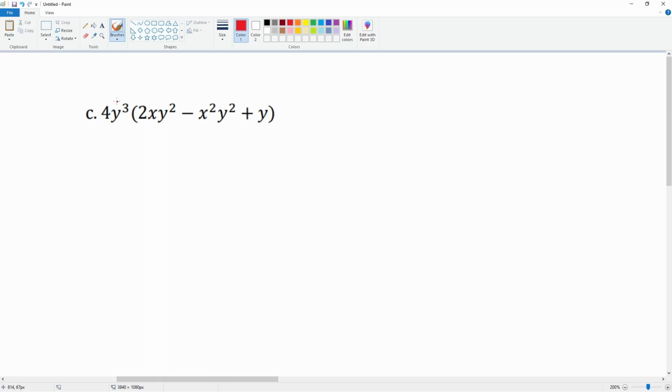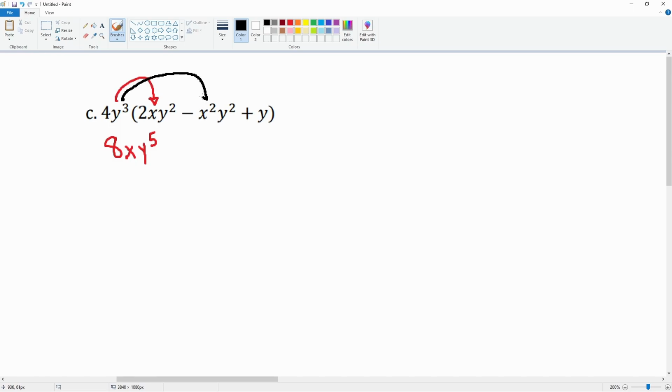See, there are 3 terms inside the parentheses, so I have to distribute 3 times. 4y cubed times this gets me 8. 4 times 2 is 8. x, then the y cubed and the y squared becomes y to the 5th.